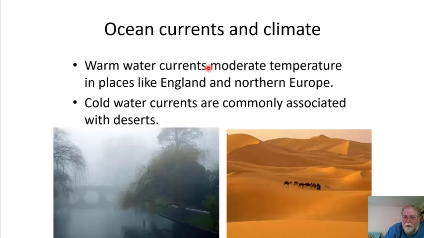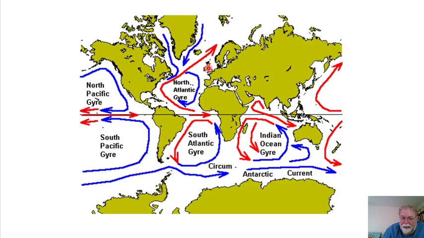The other thing is cold water currents are commonly associated with deserts. Now, I'm not saying they cause deserts. Desertification, and yes, that's a word, is a complicated thing. There are different kinds of deserts: latitudinal deserts, rain shadow deserts, all kinds of different deserts. But one thing that always gets thrown into the mix is what kind of water do you have offshore? Because it seems like cold water currents and deserts kind of go together, right?